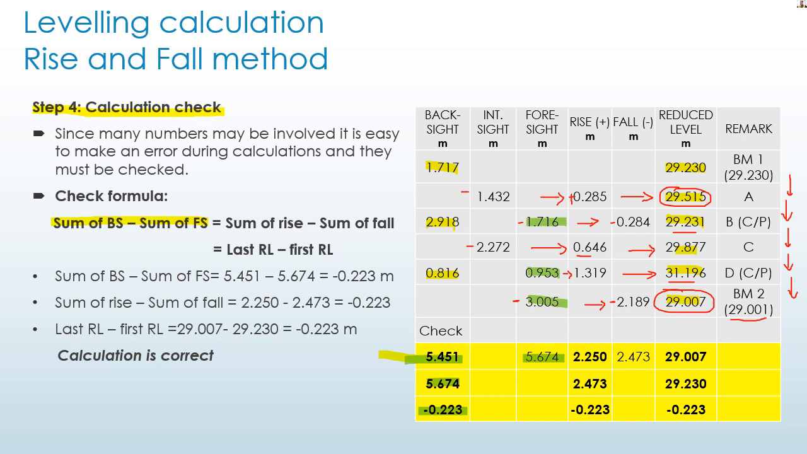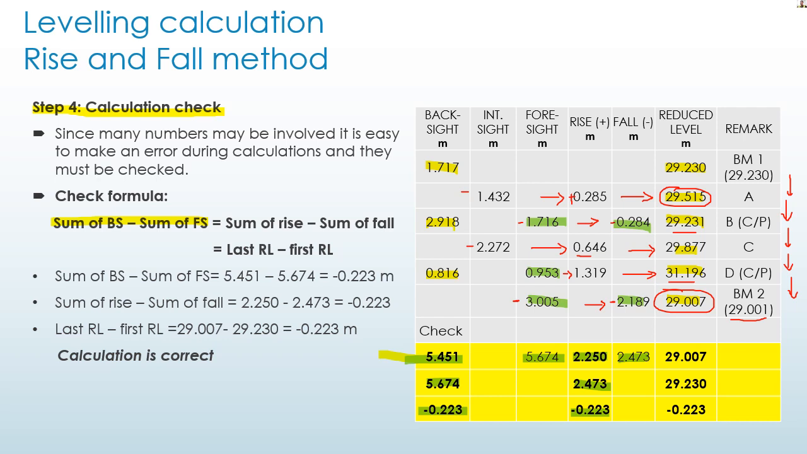So move on to check the sum of rises. You have 1, 2, 3 values here with the sum of 2.250. The 2 values for the fall over here give you the sum of 2.473. And the result of the subtraction is 0.223, the same as the sum of backsides minus the sum of foresights.